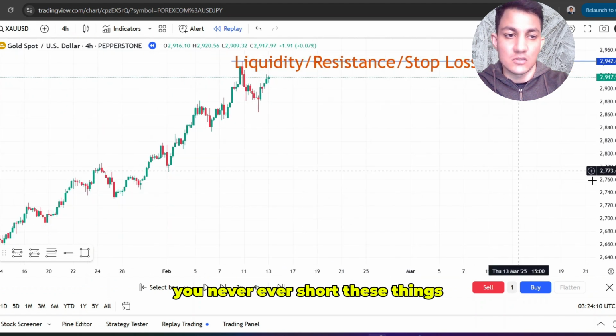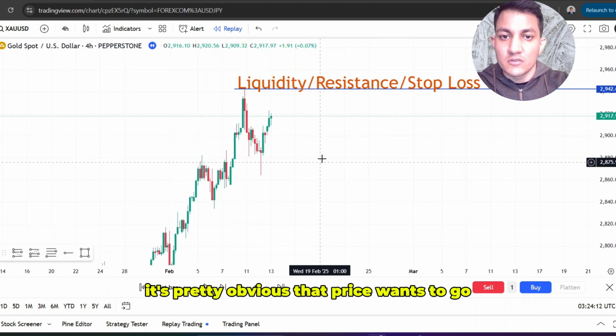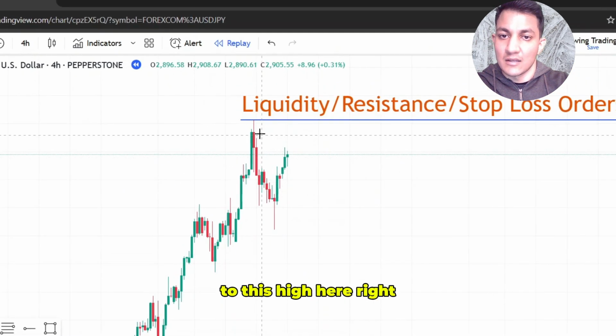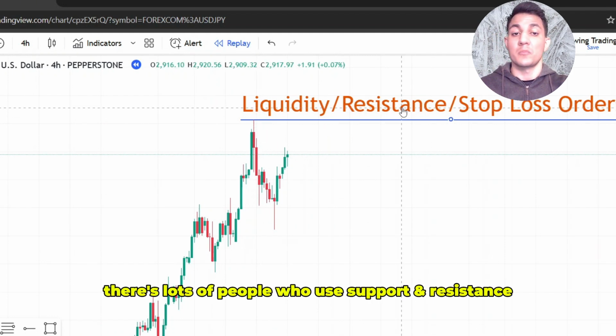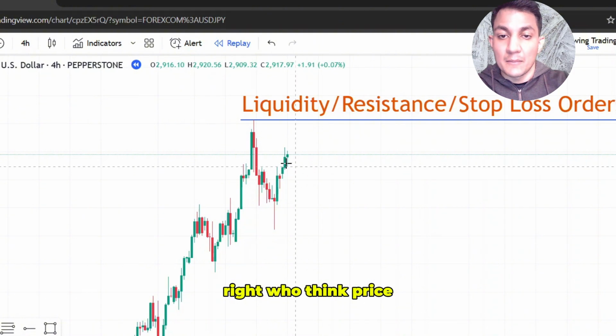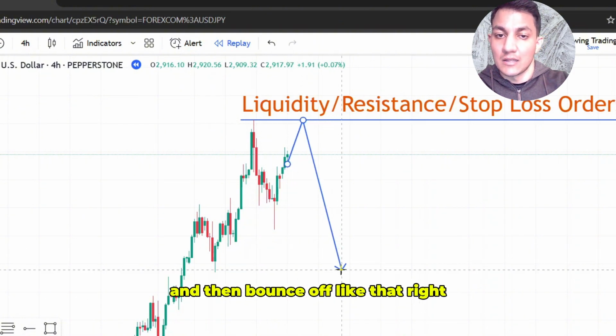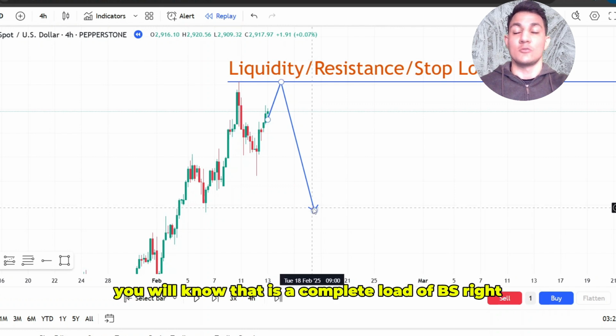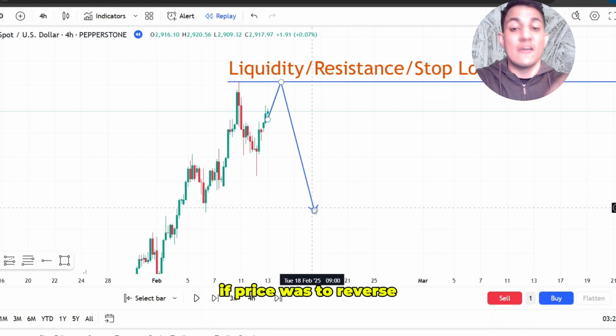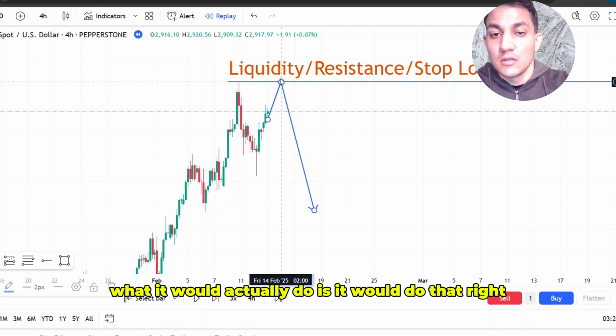You never ever short these things. It's pretty obvious that price wants to go to this high here. It wants to go to this high here because there's lots of people shorting. There's lots of people who use support and resistance, who think that price is going to come up to this level and then bounce off like that. Now, if you've been trading for any amount of time, probably more than 3 months, you'll know that is a complete load of BS. If price was to reverse, what it would actually do is it would do that.